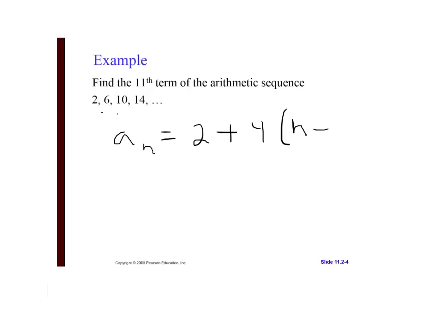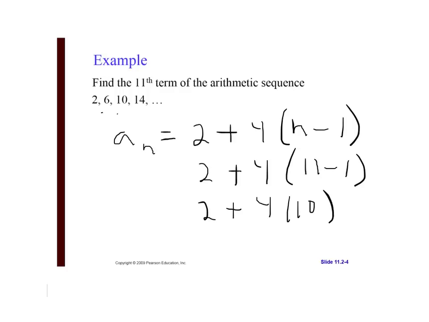Is this the first problem? I believe it is. So the 11th term would be a sub 1, 2 plus 4 times 11 minus 1. So 2 plus 4 times 10. So it would answer 42. That is the answer.